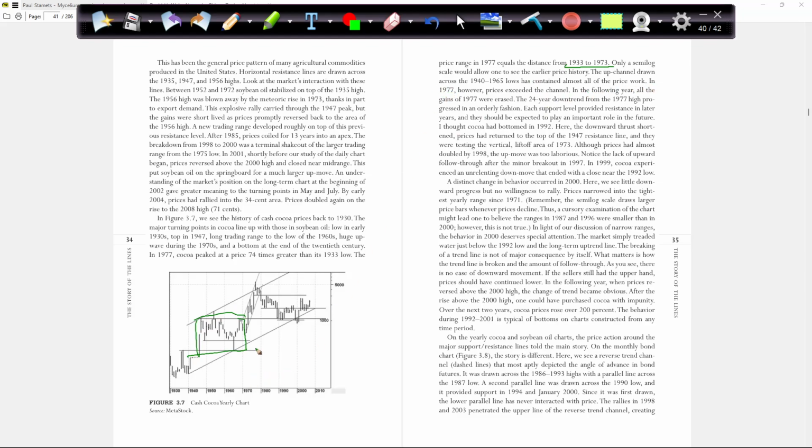In 1977, however, prices exceeded the channel. In the following year, all the gains of 1970 were erased. The 24-year downtrend from the 1977 high progressed in an orderly fashion. Each support line provided resistance in later years, and they should be expected to play an important role in the future. I thought cocoa had bottomed in 1992. Here the downward thrust shortened.